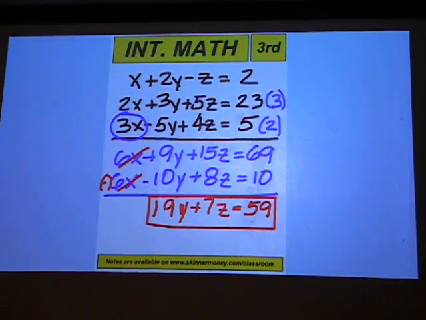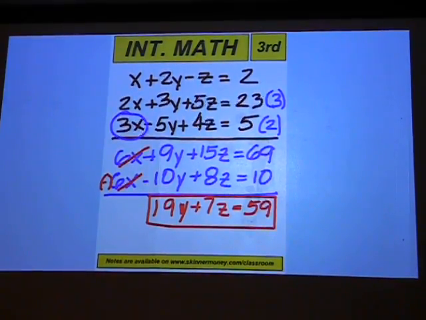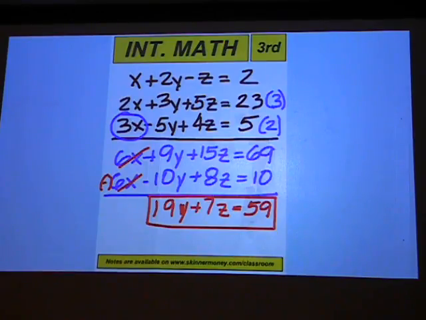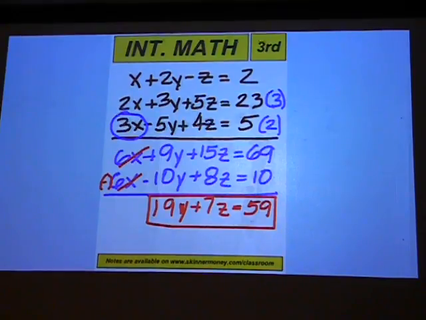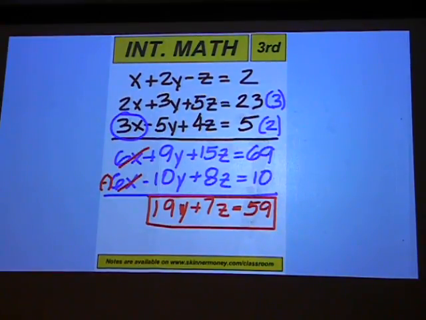Next, we'll concentrate on the bottom two equations where we have a 2x and a 3x. We want to change those into 6's, so we multiply the middle equation by 3 and the bottom equation by 2. When we do that, we have positive 6's out on the left. We will subtract. The 6's cancel out, and we're left with 19y plus 7z equals 59.